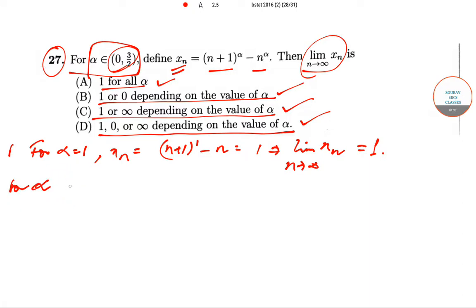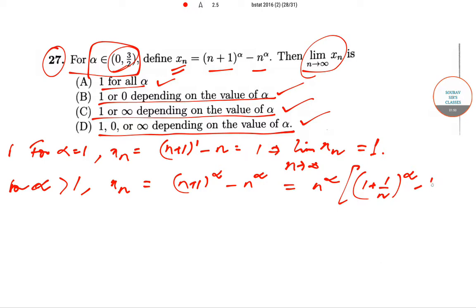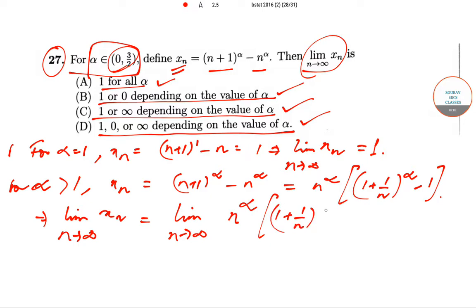For alpha greater than 1, xn is equal to (n plus 1) to the power alpha minus n to the power alpha. So if we take n to the power alpha common, then this will give us (1 plus 1 by n) to the power alpha minus 1. So this will imply that the limit of xn as n tends to infinity will give us the limit as n tends to infinity of n to the power alpha into ((1 plus 1 by n) to the power alpha minus 1). Now here, we have alpha greater than 1.